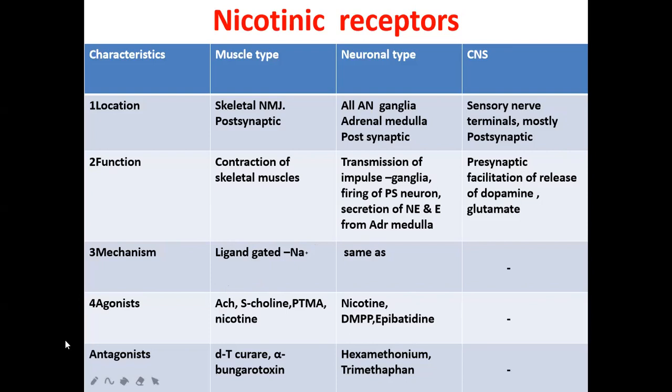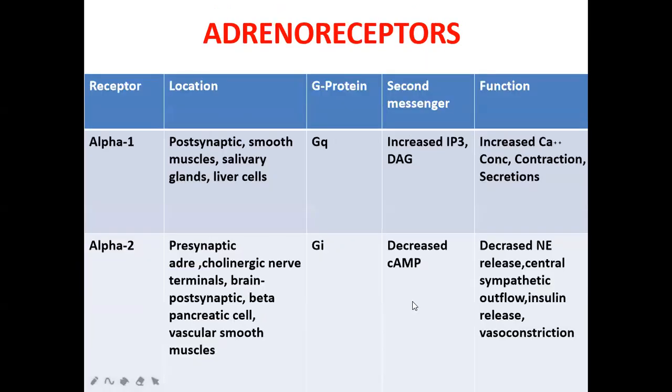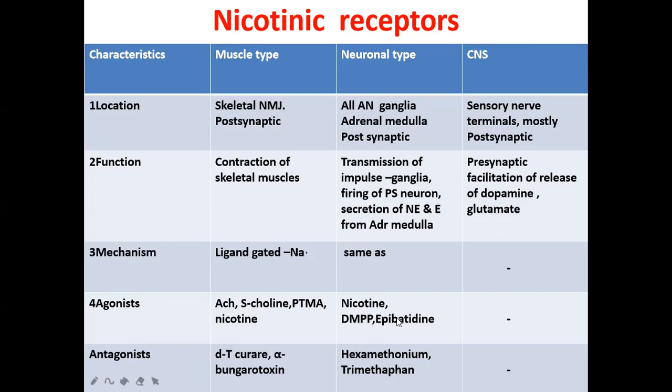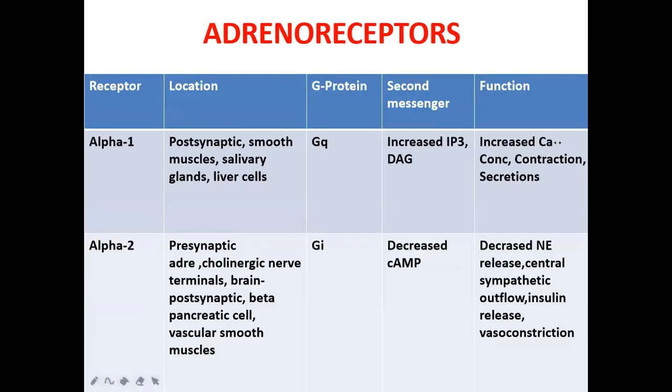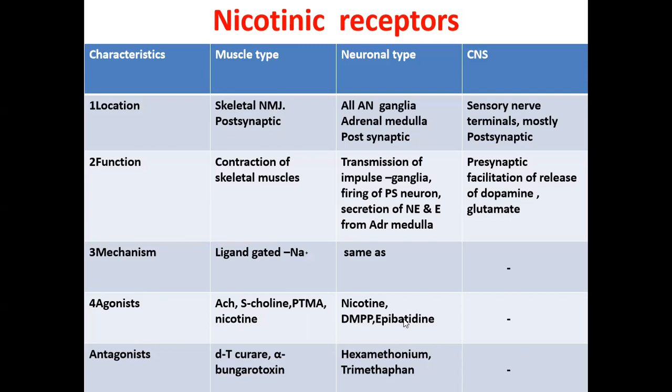When you look into the agonists, especially of the NM type, acetylcholine is the agonist, along with succinylcholine, PTMA, and nicotine. They are the agonists at muscular NM type of receptors. Whereas for neuronal type of receptors, we have nicotine, DMPP, and epibatidine. Then coming to the antagonists at the neuromuscular junction, we have D-tubocurarine and alpha-bungarotoxin. Whereas for nicotinic neuronal, the antagonists are hexamethonium and trimethaphan.